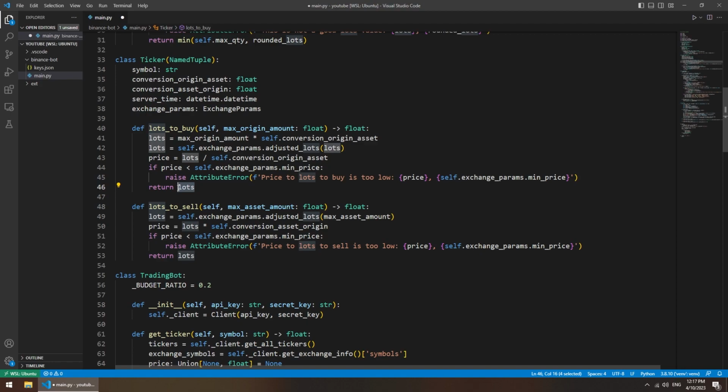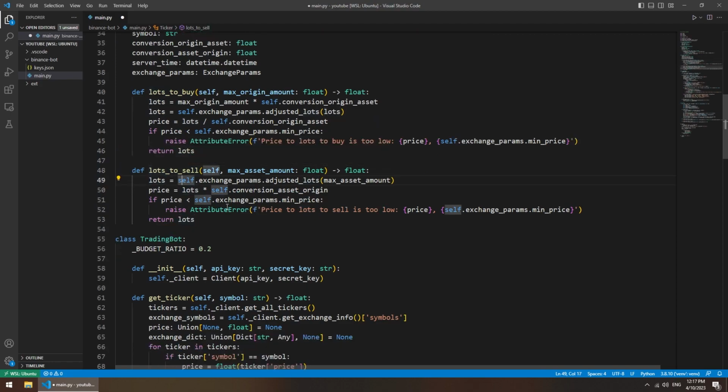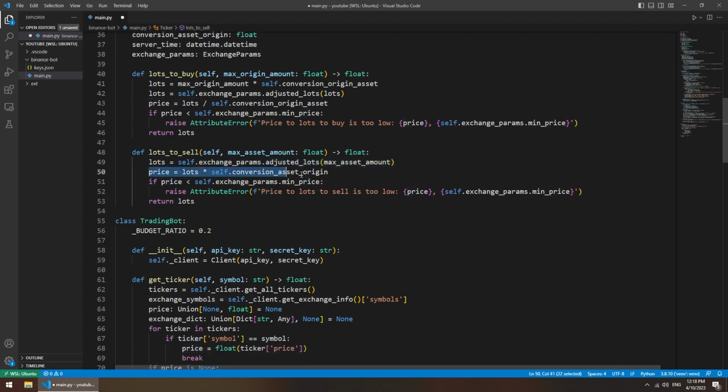Otherwise, we just return the lots. And lots to sell is much easier since we always close and open positions when the coin that we get or buy is the asset that we decided, let's say Ethereum. So right here, we do not need to make this multiplication since this value is already in Ethereum. So right here, we adjust the lots in order to see that we comply with the rules. Then we get the price and see that the price is high enough, and we just return the lots.